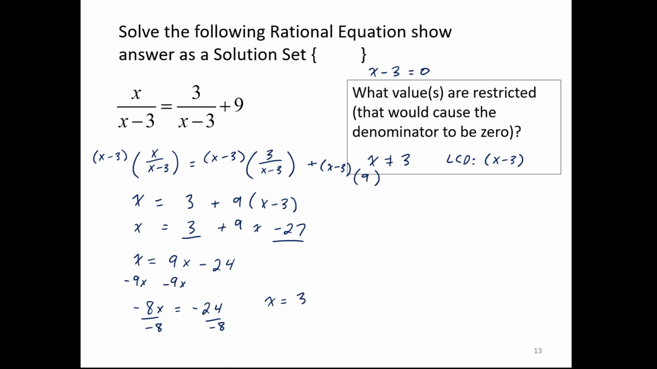Now it is at this point that I want to say the solution set is 3. However, x equals 3 is in conflict with our statement that x is not equal to 3. So this equation has no solution. As a solution set, that would be an open brace and a closed brace with nothing inside, and in words, this would be no solution.